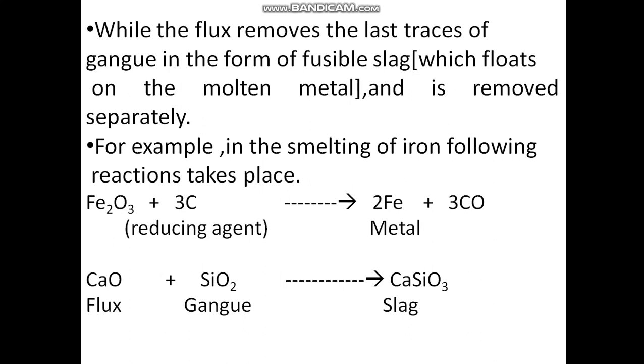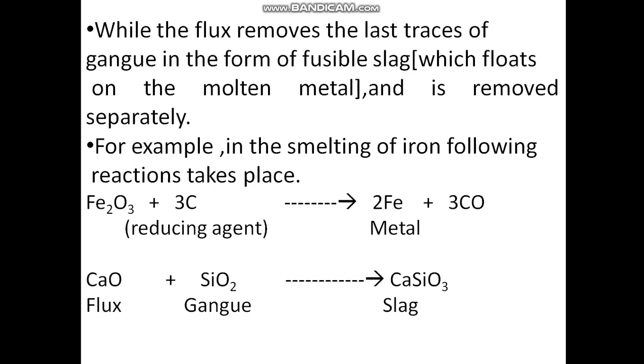So when we use carbon, that is anthracite, as a reducing agent, and the flux is used, what exactly happens? We get the pure metal, whereas carbon monoxide is released, and the flux helps to remove impurities like the gangue, that is SiO2 present in the ore, which is removed as calcium silicate. When this slag is formed, it floats on the metal, and can be easily removed.